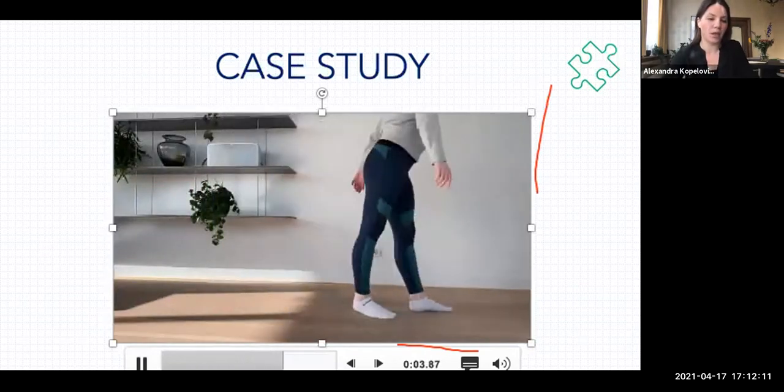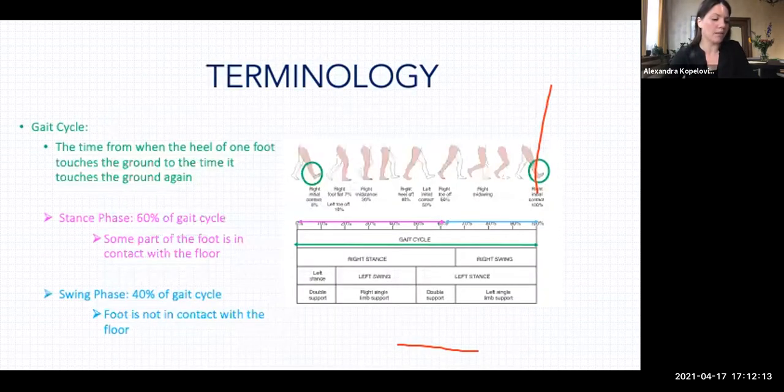Okay, so let's begin with some terminology. Walking is a result of a cyclic series of movements, right? Repetitive movements that occur over time. The gait cycle is the most fundamental unit of walking.